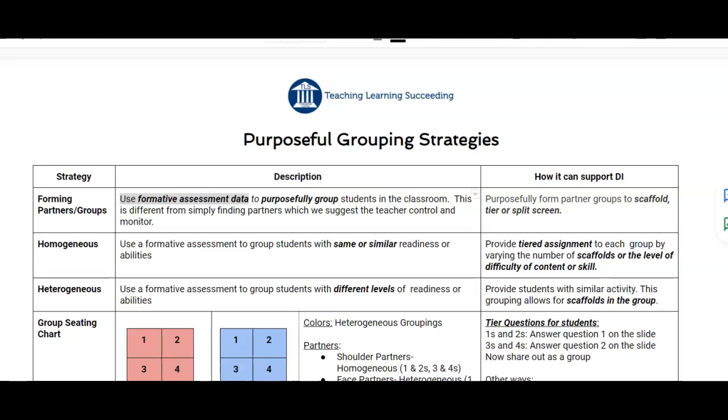Let's review some different ways purposeful partnering can work for your differentiated classroom. First, in forming partners and groups, plan to use formative assessment data, such as a targeted check, to purposefully group students in the classroom. Remember, this is different from simply finding partners, which we suggest the teacher control and monitor.